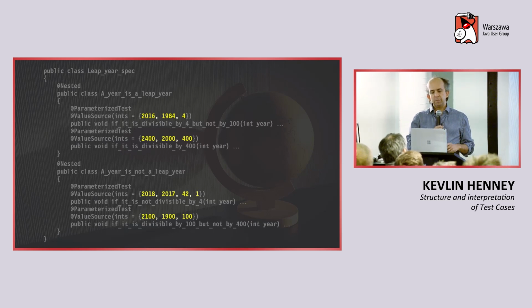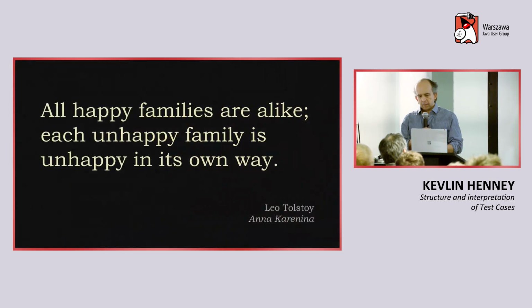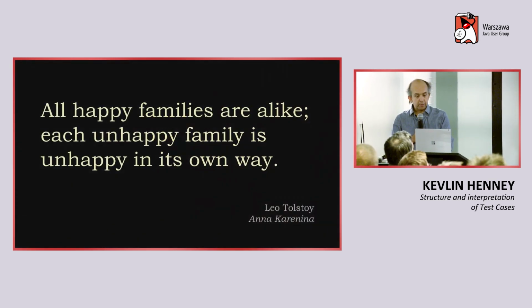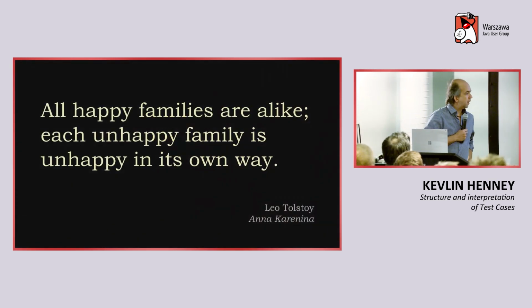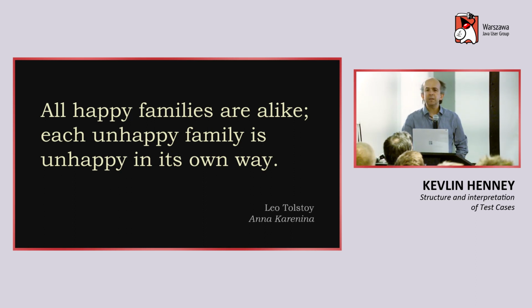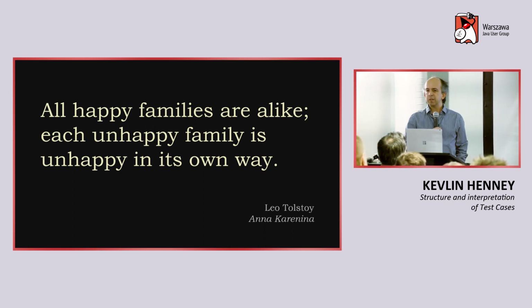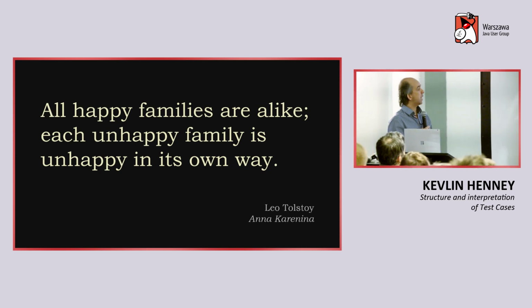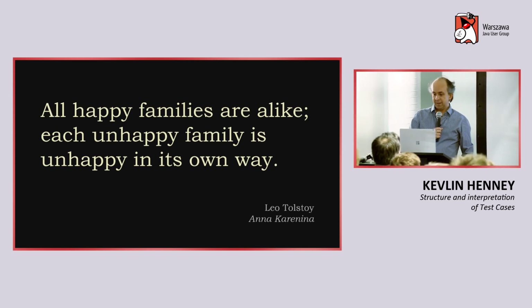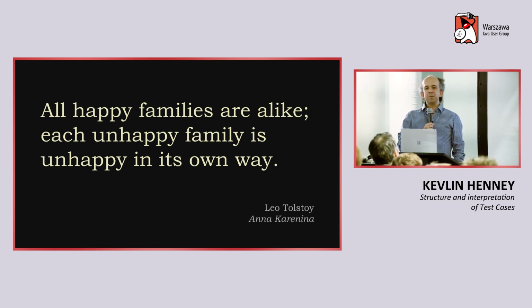It turns out that I've not read Anna Karenina. Very few people have. But the opening sentence is quite well known in its various translations. And in English: all happy families are alike. Each unhappy family is unhappy in its own way. What this tells you is that the happy day scenario is normally fairly simple. But how do we deal with failure?